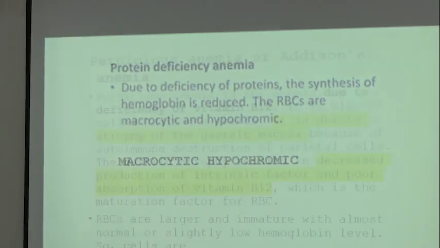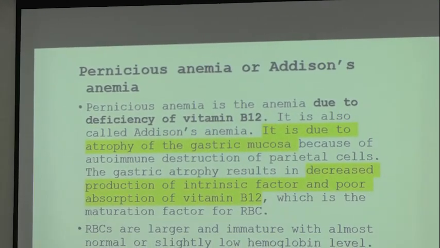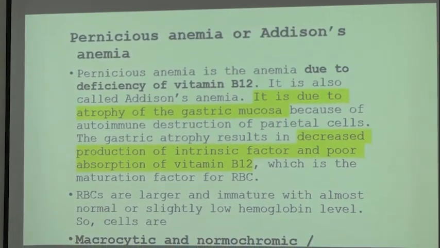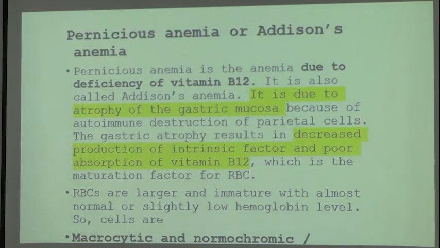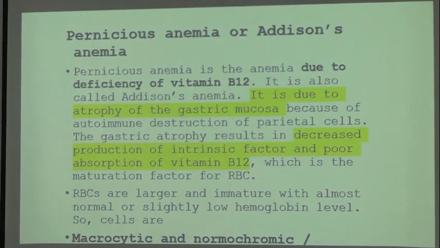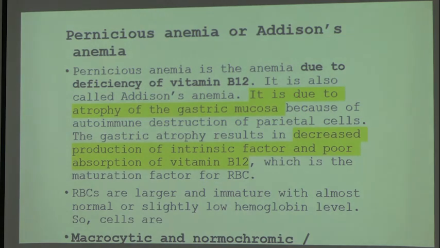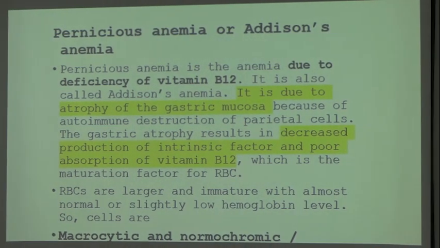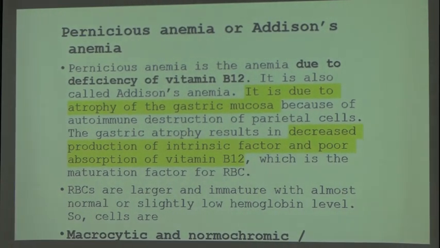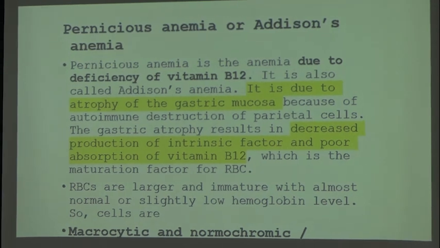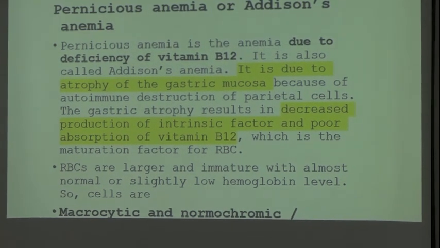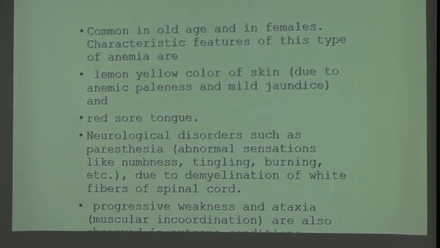Protein deficiency anemia, in that case the RBCs will be macrocytic, hypochromic. Pernicious anemia, lack of vitamin B12. The cause may be different, as I said. Okay, the cause may be different. So in this case, the cells will become macrocytic and normochromic.